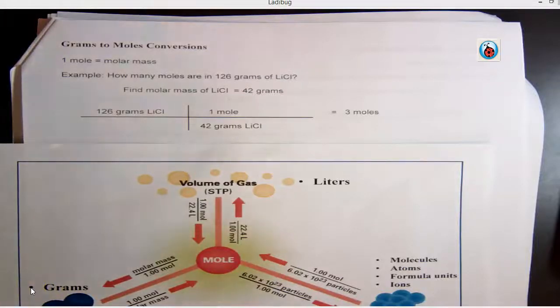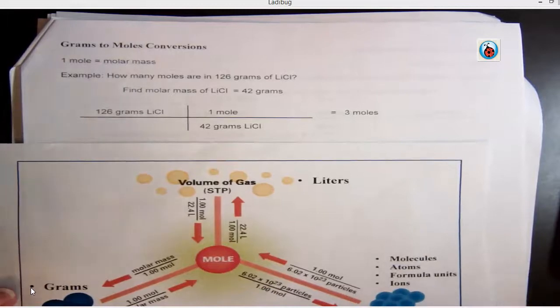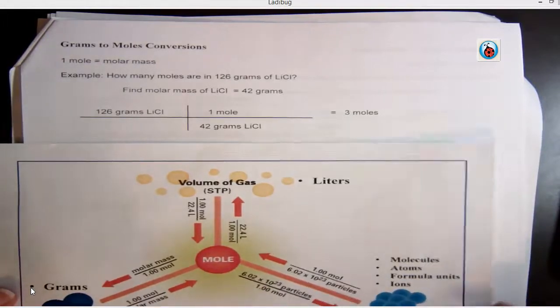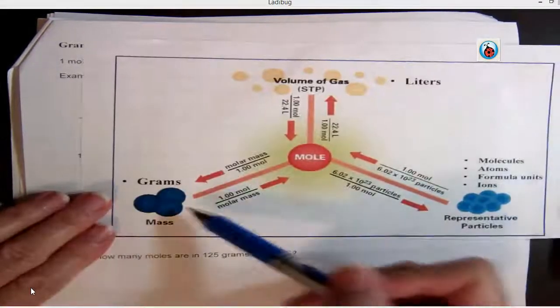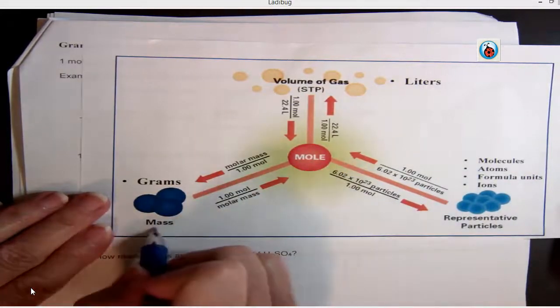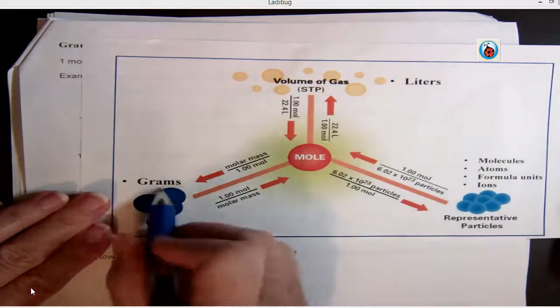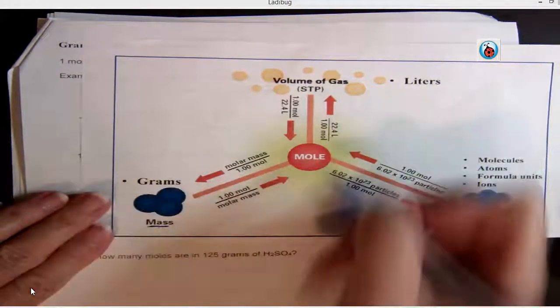These are grams to moles conversions. So we're changing this up a little bit. We are going to use a different part of our mole chart here. These are grams to moles. What do we measure mass in? We measure it in grams. So mass to moles or grams to moles.